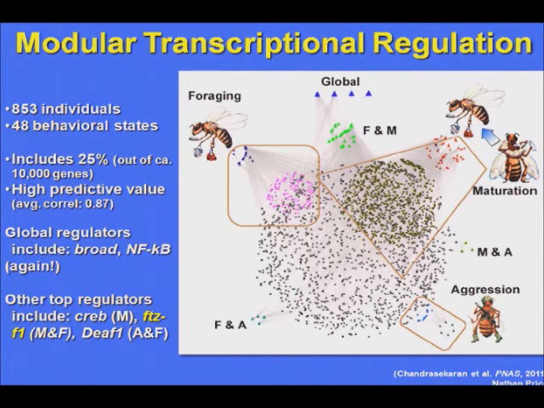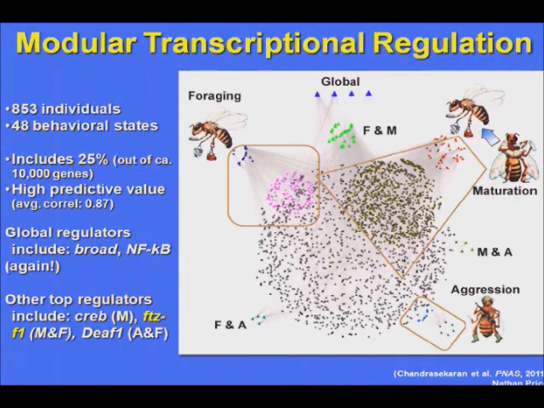We also found some behavior-specific transcription factors. Those are in these squares, like right here, and right here. These were transcription factors that, for example, here, could predict gene expression for foraging, but not for maturation or aggression, or these were able to predict expression for maturation, but not foraging or aggression, and so on and so forth. So who were some of these transcription factors? Well, a couple of names hopefully will be familiar to you.